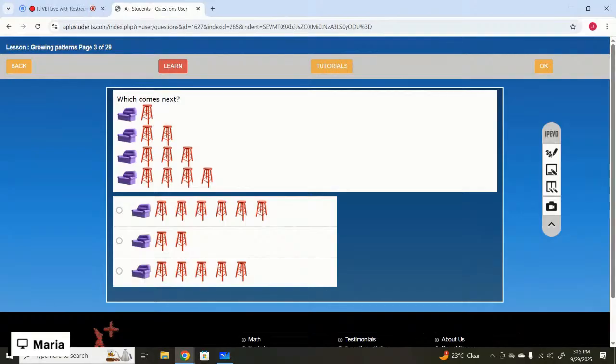Which comes next? A sofa and a stool, a sofa and two stools, then a sofa and three stools, a sofa and four stools. The next one is a sofa and five stools. One, two, three, four, five. So option number three is the correct option.